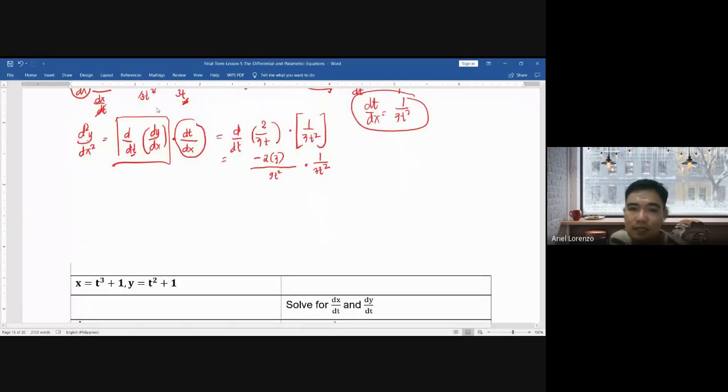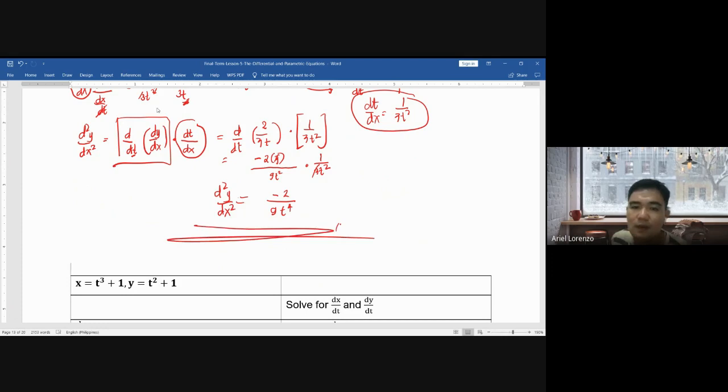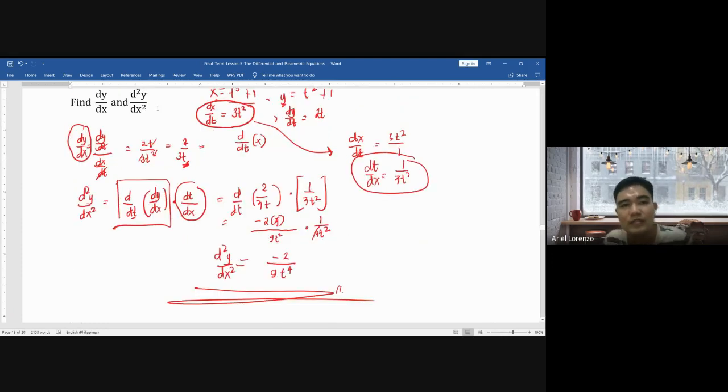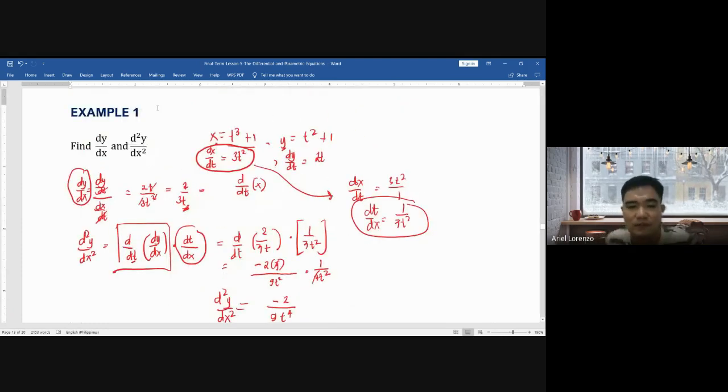Equals, so magiging, i-delete ko na si 3, delete na yon. So, negative 2 all over 9t to the 4th. So that is the d squared y all over dx squared. Nakuha? Hindi kukunin yung second derivative ni x, second derivative ni y, then pag-divide nyo.